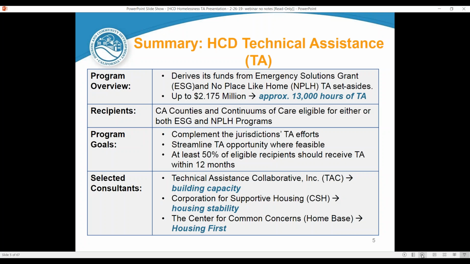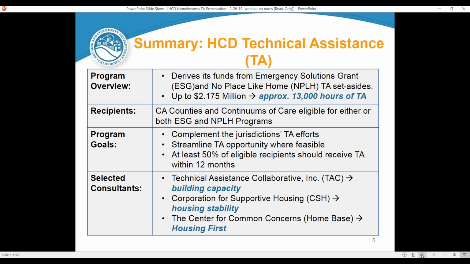I will give you a summary of the technical assistance. The program derives its funds from leftover No Place Like Home technical assistance funds, and also a portion of the California Emergency Solutions Grant Program technical assistance portion. Again, these were the state funds that were provided in 2016. We combined that amount to come up to $2.175 million, and that will provide approximately 13,000 hours of technical assistance at no cost to your jurisdiction.